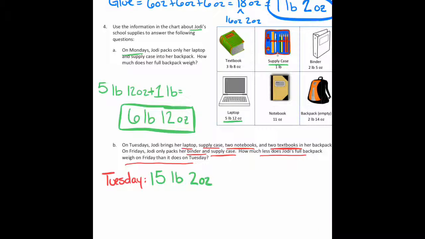Okay, now let's figure out Friday's total. Friday, she only carries her binder and supply case, so that should be super easy. So we're going to take her binder, which is 2 pounds and 5 ounces, plus 1 pound for her supply case, which will just leave us with a total of 3 pounds and 5 ounces for Friday.